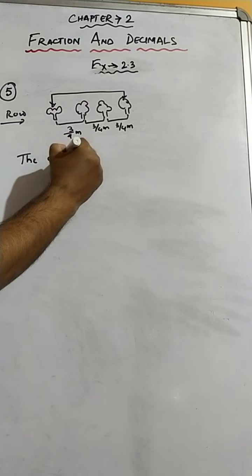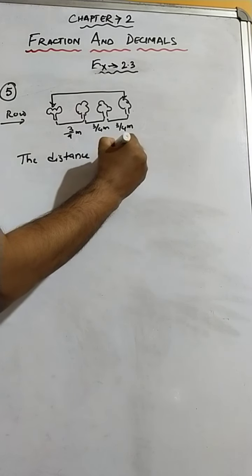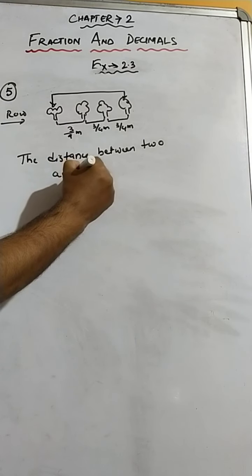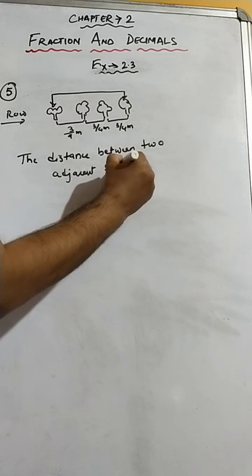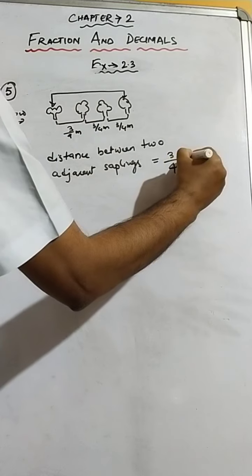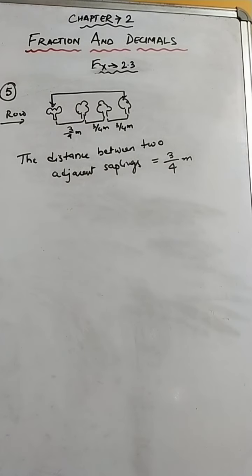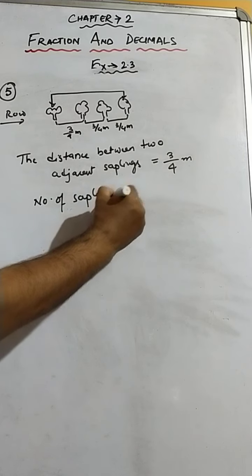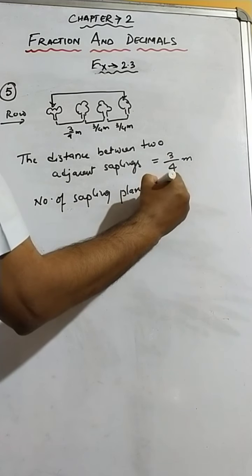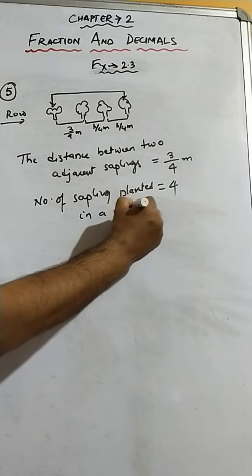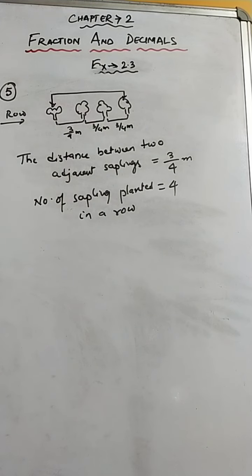The distance between two adjacent saplings is equal to what? 3 by 4 meter, isn't it? This is given in the question. And the number of saplings planted, we will also write this. Number of saplings planted will be what? 4 saplings, planted in a row. You have to also mention this, in the same row, that is equal to 4, isn't it?